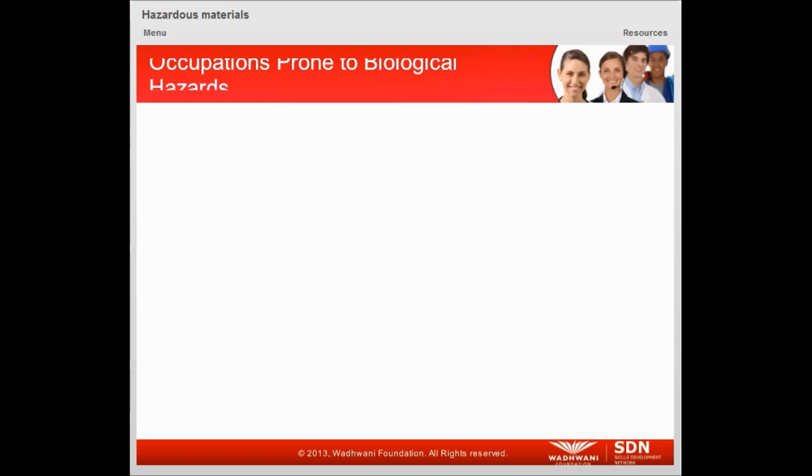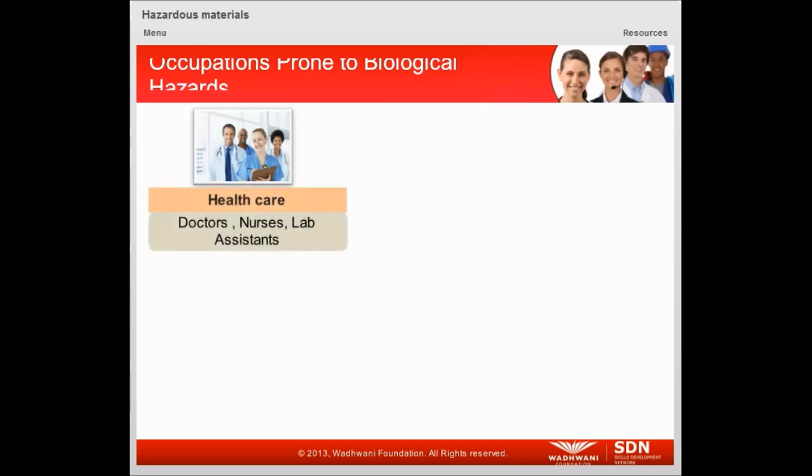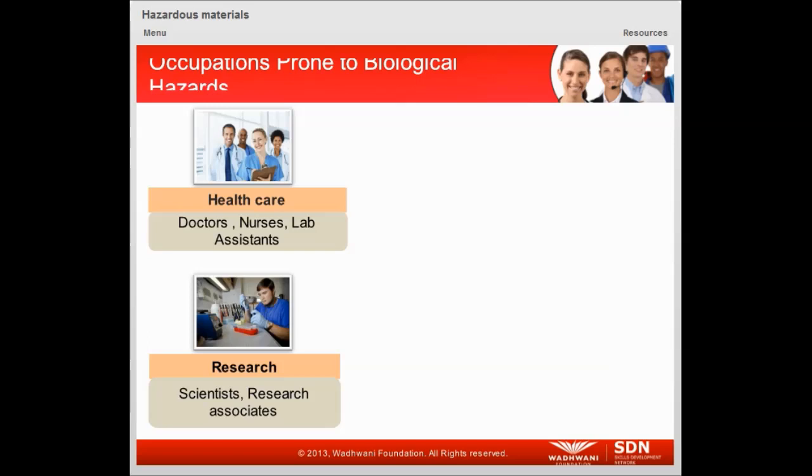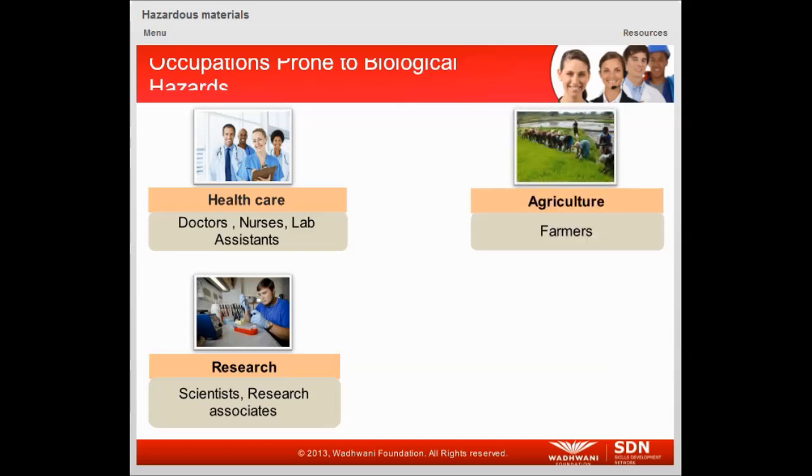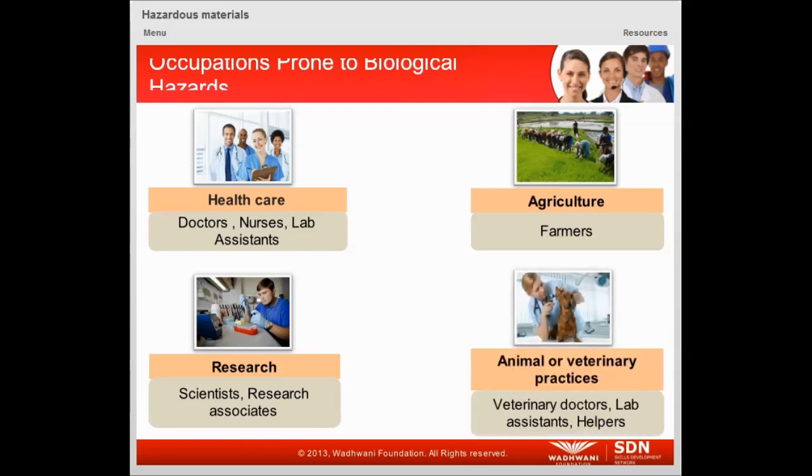Now, let us see occupations in which people are prone to biological hazards. Healthcare: doctors, nurses, lab assistants. Research: scientists and research associates. Agriculture: farmers. Animal or veterinary practices: veterinary doctors, lab assistants, and helpers.